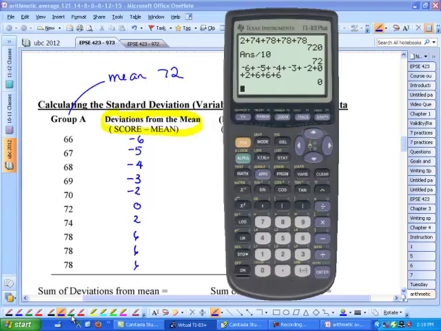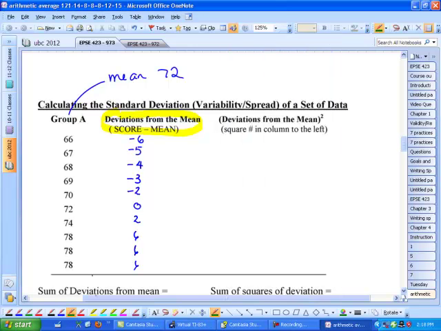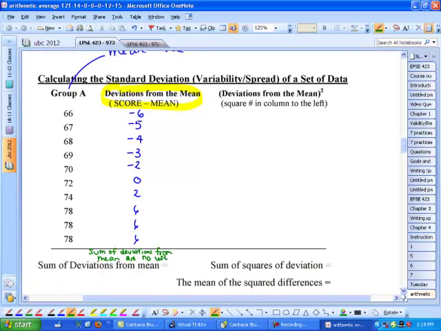So in this case, the sum of the deviations from the mean is really of no use because it equals 0. That doesn't help me as well. Okay? Bad.